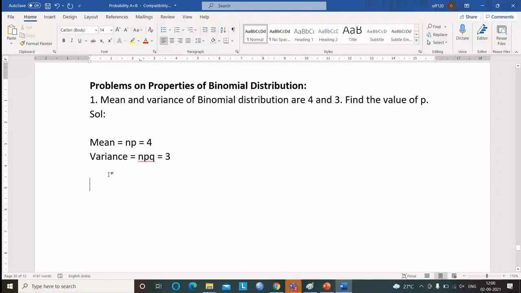Because Q and P are related, right? P is equal to 1 minus Q. I'll substitute in the formula to find that. But how do we find Q? See here.